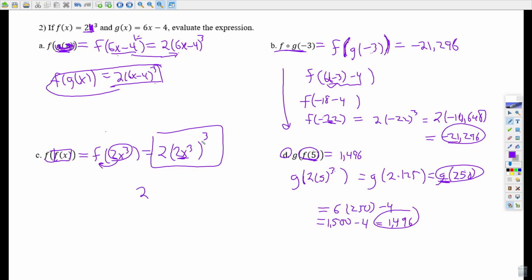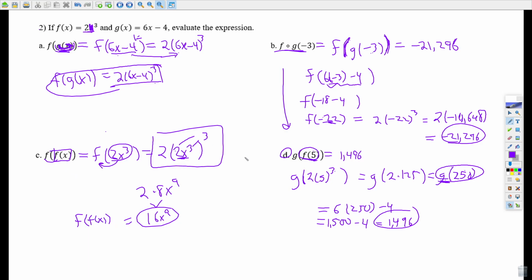You could raise everything inside here to the third power, which would be 2 to the third, right? This would be 8. And then you have power to power, that's just multiplication, x to the ninth, 3 times 3. And you put them together, you would get 16x to the ninth. And that's the same thing as what we had before. So that would be the answer to f of x.